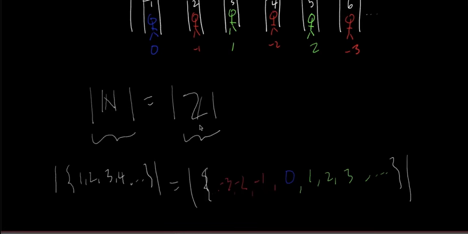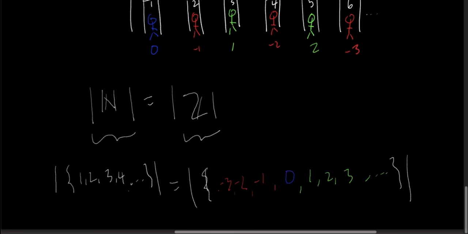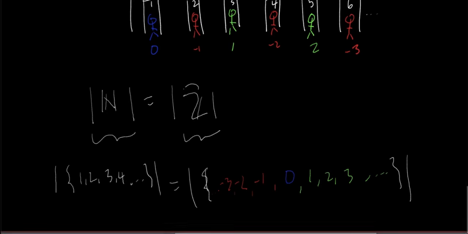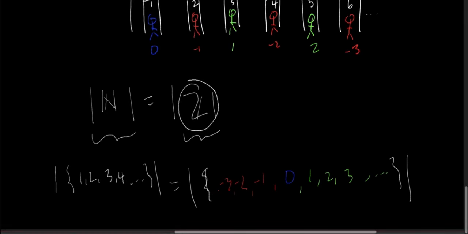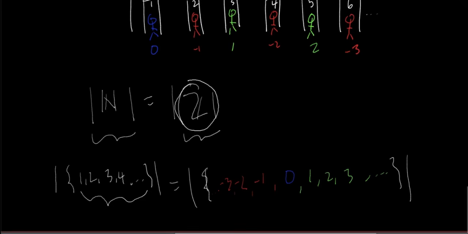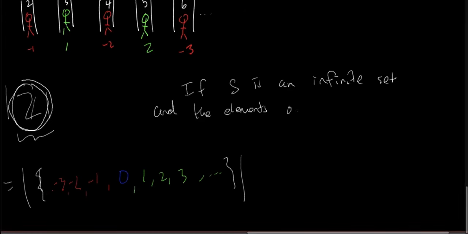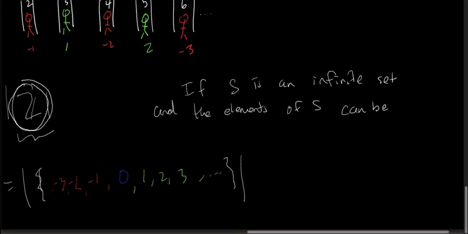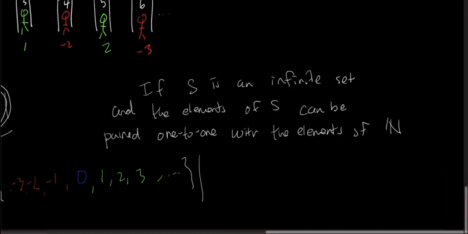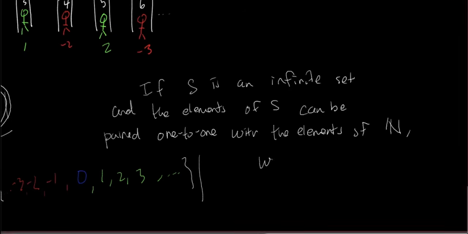Now we come to the most important definition of the first half of these lectures, and that's the definition of the notion of countability. If the elements of an infinite set, such as Z here, can be paired in a one-to-one way with the positive whole numbers, we say that that infinite set Z is countable. So if S is an infinite set and the elements of S can be paired one-to-one with the elements of our most important set of positive whole numbers, then we say S is countable.